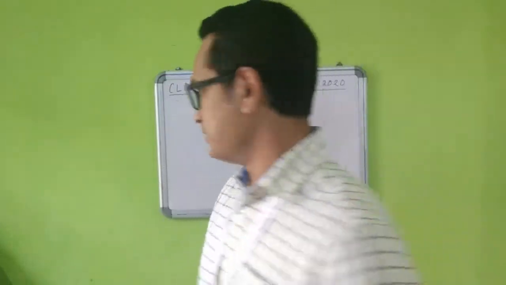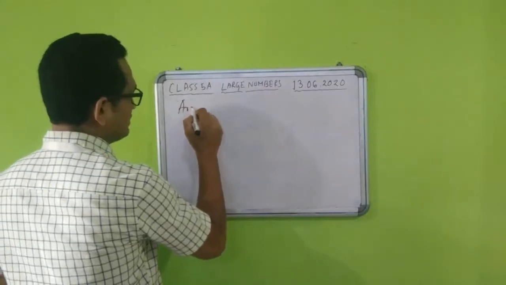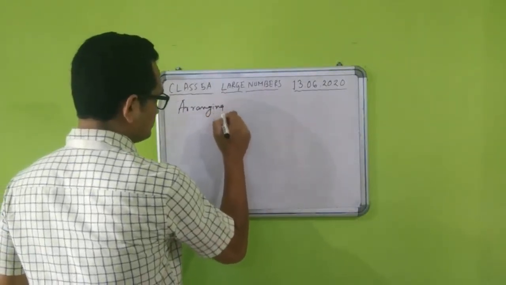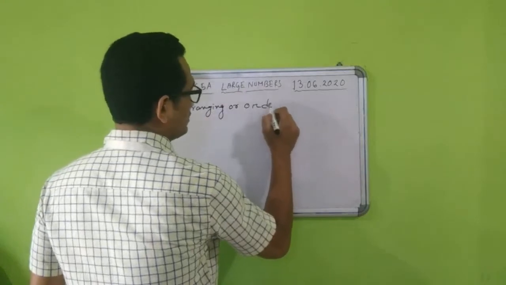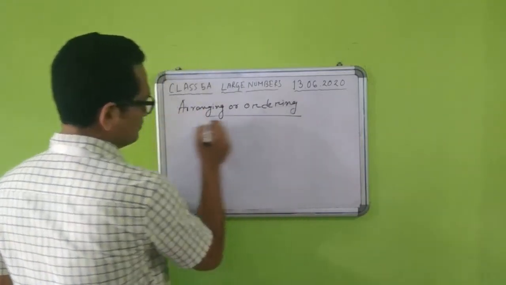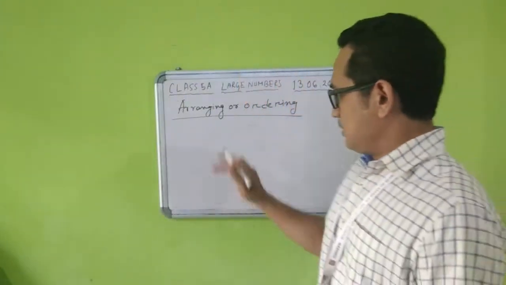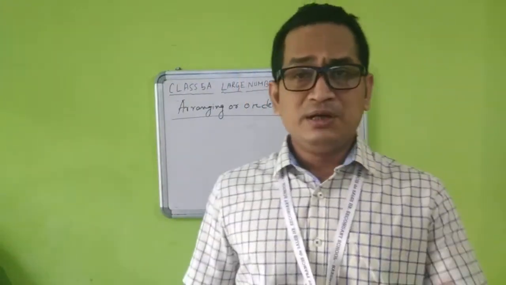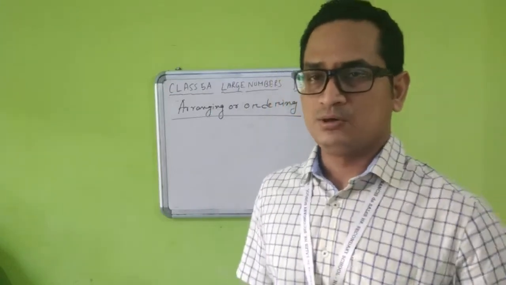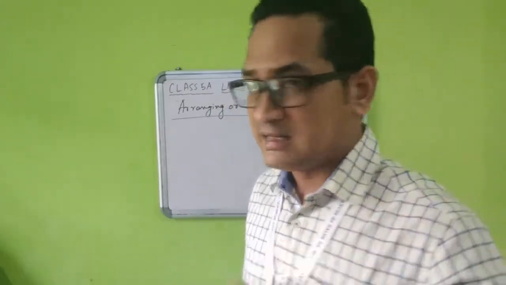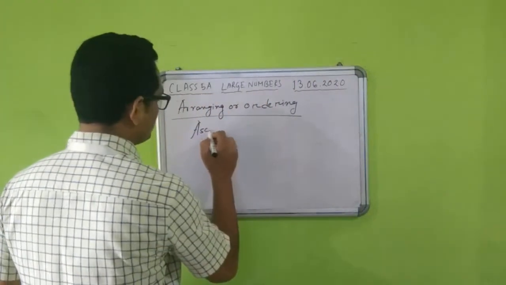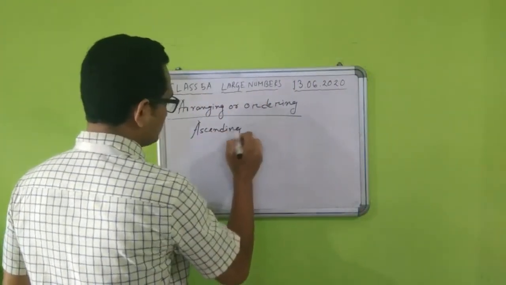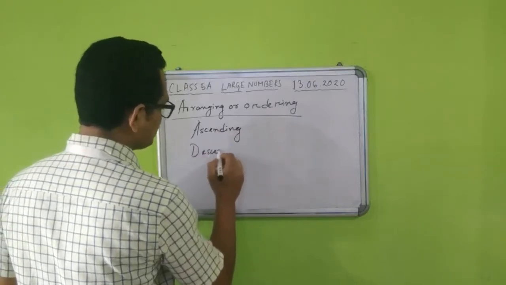Now students, arranging. If I say arranging, there will be 2 types of arrangement. Arranging or ordering, both can be said, it is the same thing. Now, students, we know there are 2 types of order when we arrange or order numbers. One is called ascending and another one is descending.